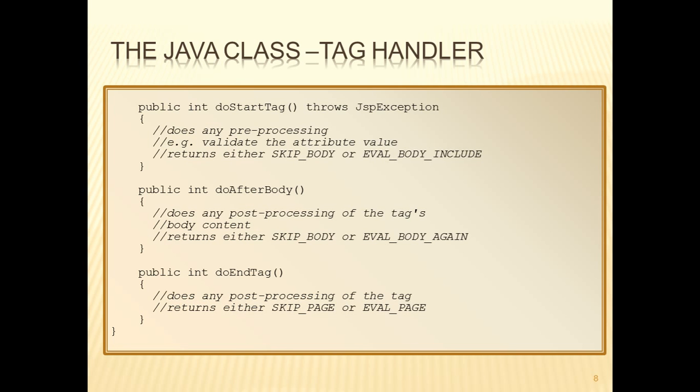Then finally, when the tag has finished, we will then, in the doEnd tag, do all the post-processing of that tag, which will potentially do 2 things. One will be to skip the rest of the JSP page because there's been an unrecoverable problem within that tag, in which case the JavaServer page is aborted with an exception. Or we return EVAL_PAGE, which causes the rest of the JavaServer page to be evaluated, in other words, to be executed.